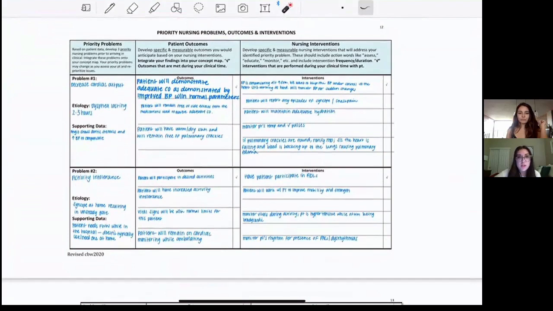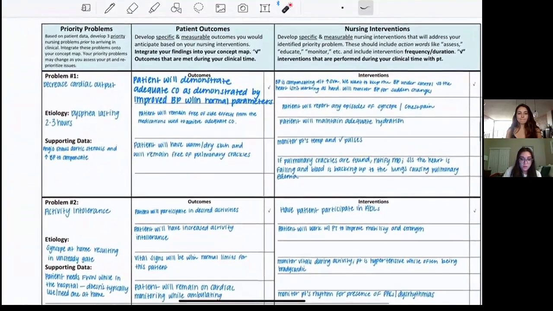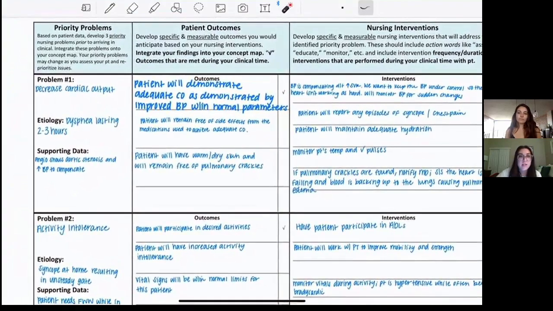So this page is your nursing diagnoses page. You always want to make sure that your first problem is what's most related to your patient, or what's the priority. So for my patient, my problem 1 was decreased cardiac output. That's my nursing diagnosis. I put that because he did have shortness of breath that lasted 2 to 3 hours. And then my supporting data was that his angio showed aortic stenosis and increased blood pressure to compensate.